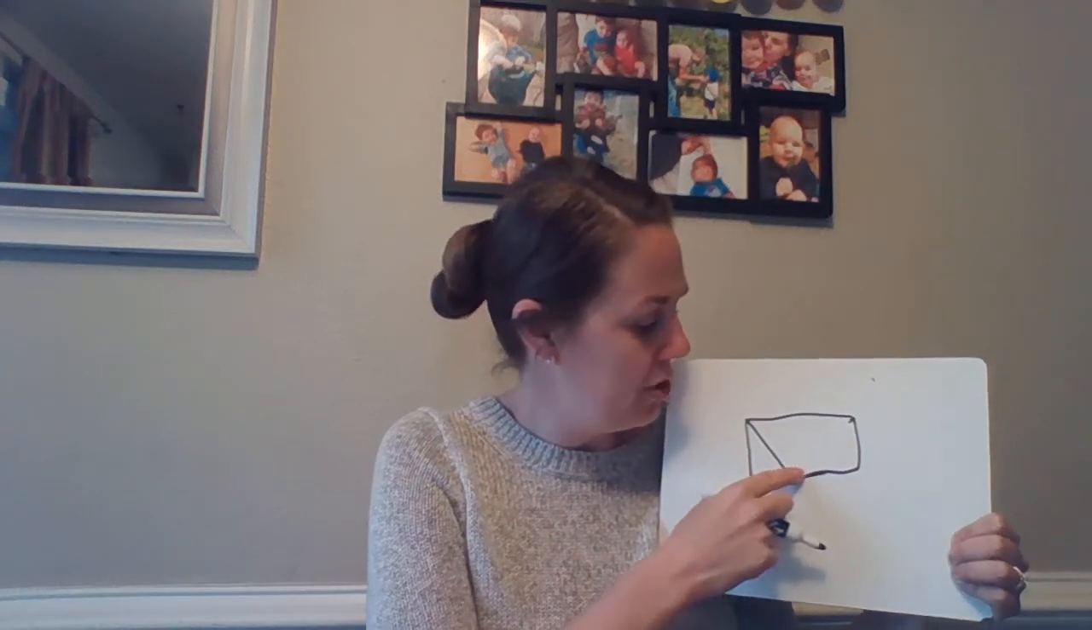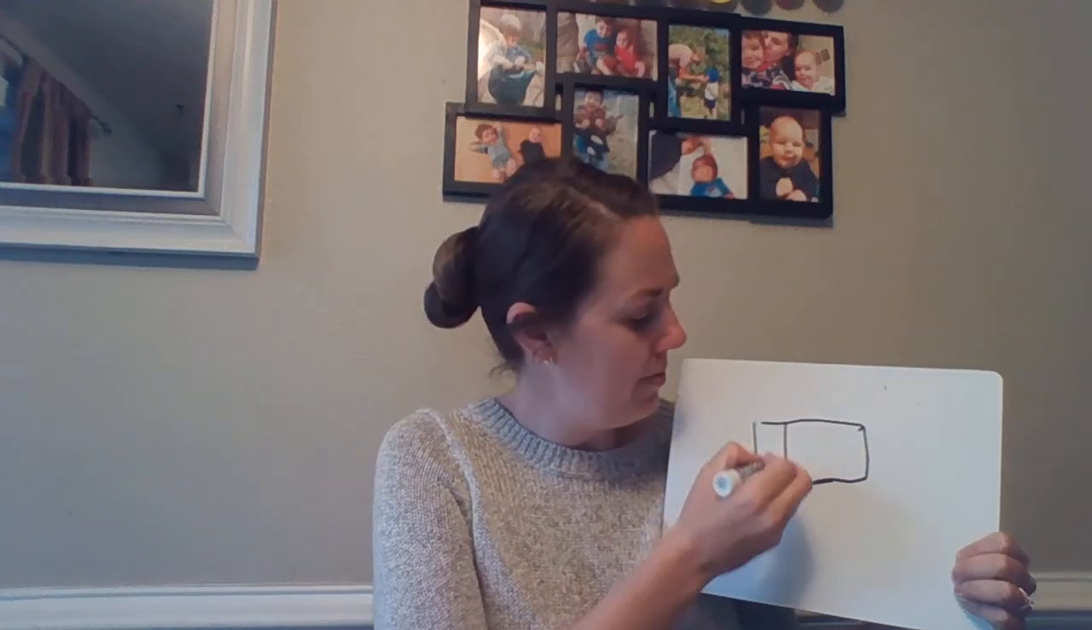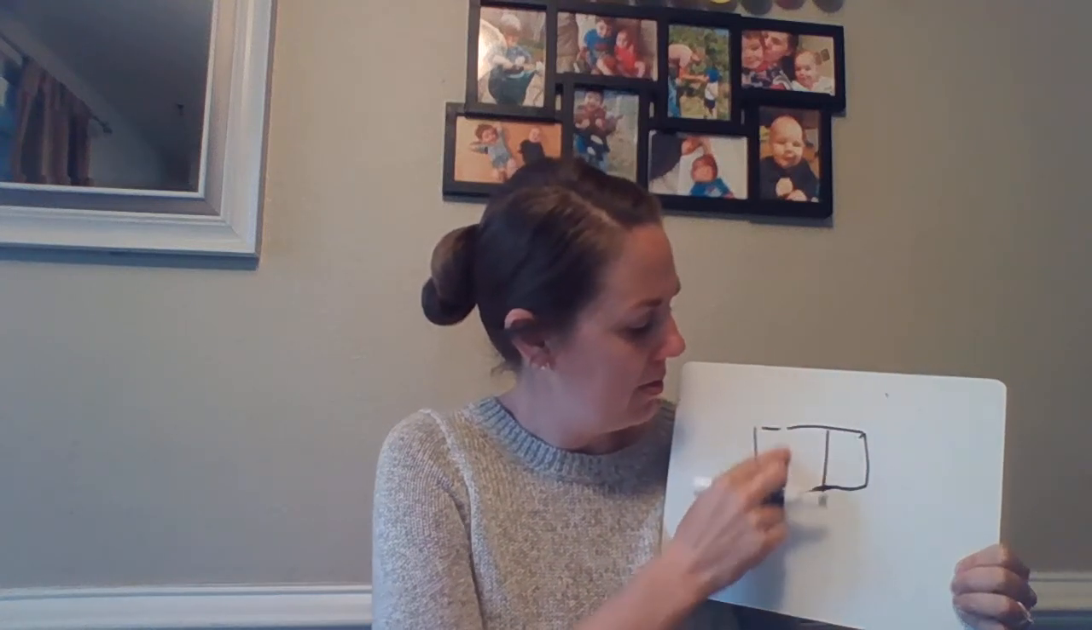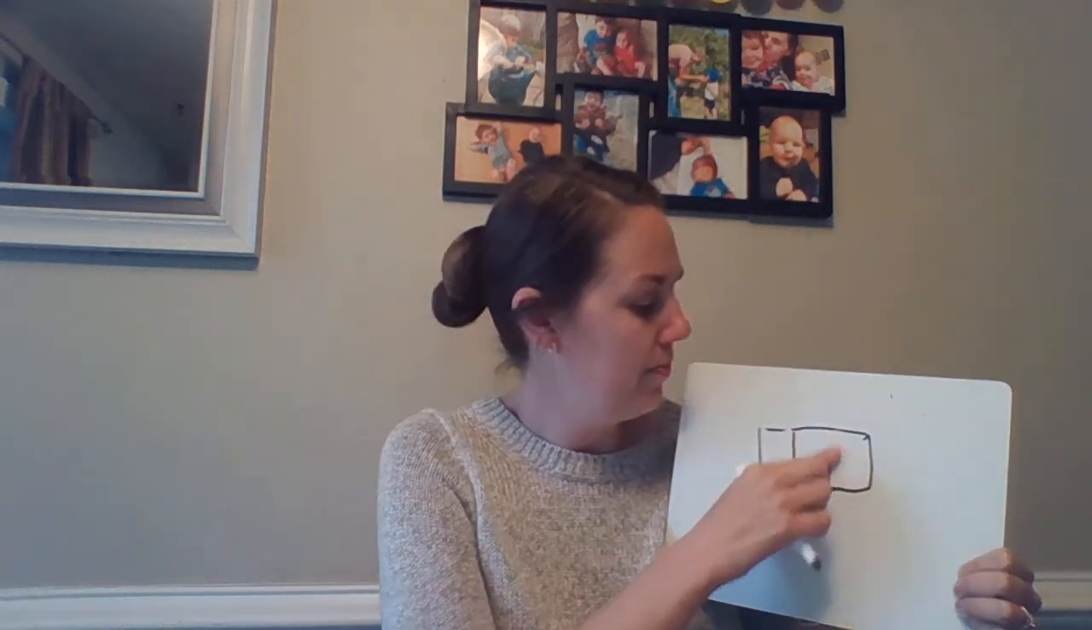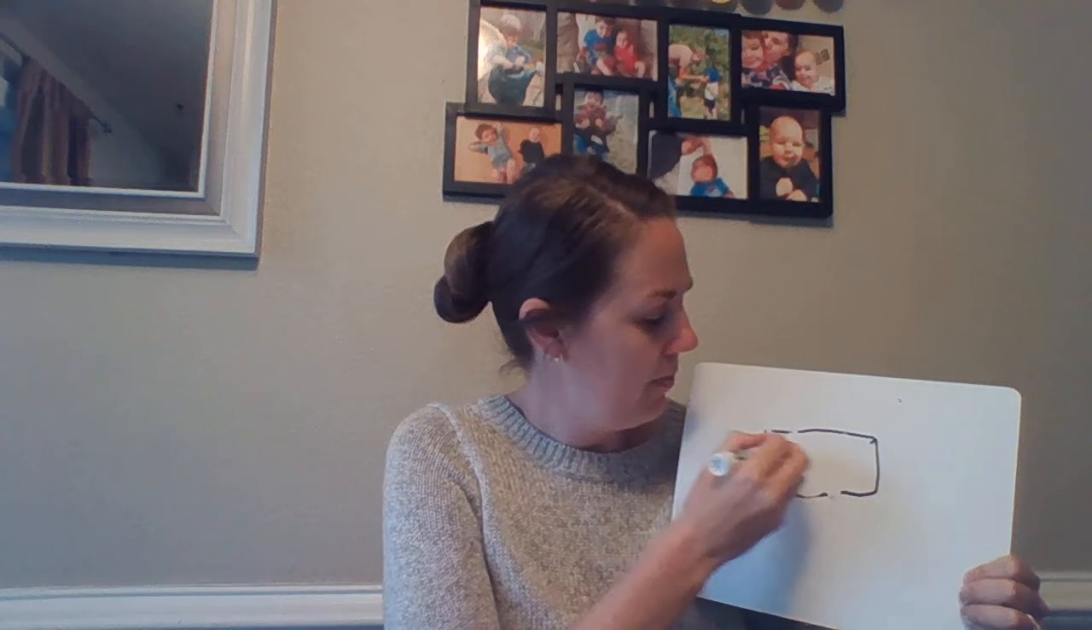If I wanted to show 3 equal parts of my rectangle, a better way would be to do something like this, where they look approximately equal, or I could also go like this. So there's different ways that we can divide up our rectangles, but it is important that we are dividing them up into equal parts.